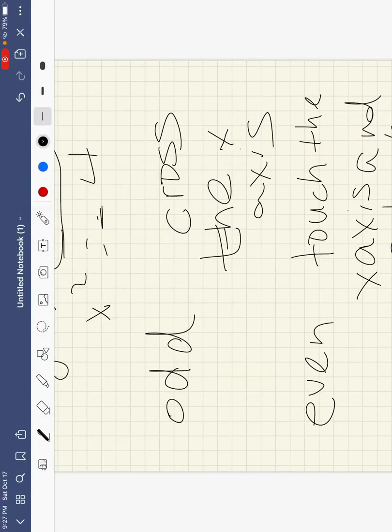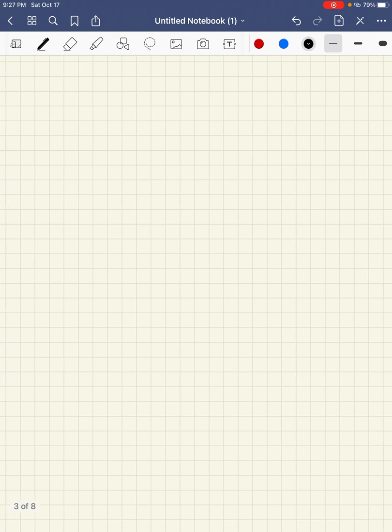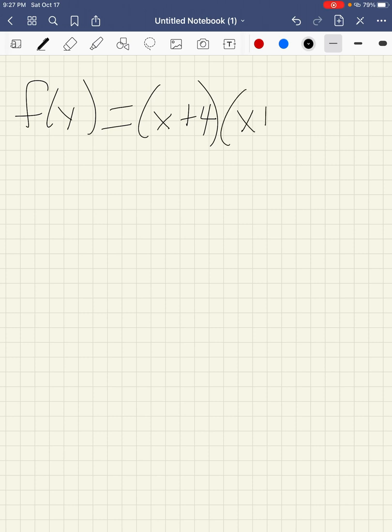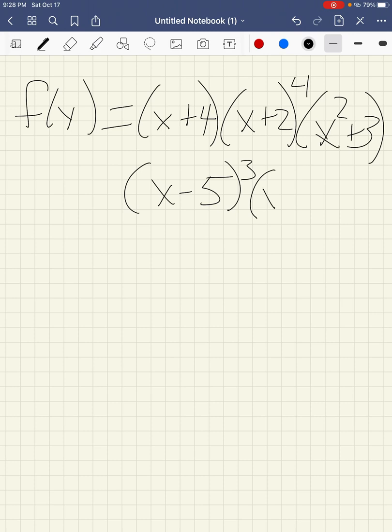If you look on page 177, we have f of x is equal to x plus 4 to the first power, times x plus 2 to the fourth power, times x squared plus 3, times x minus 5 to the third power, times x minus 7 squared. It says, at what values of x does the graph of f touch the x-axis, and at what values of x does it cross the x-axis?